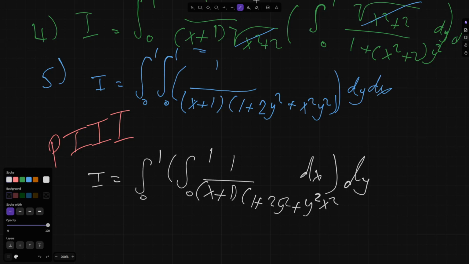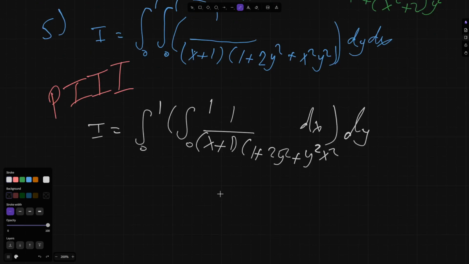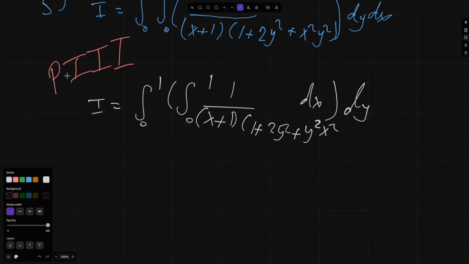Now let's focus on the inner integral. We are integrating with respect to x, treating y as a constant. The integrand is a rational function of x. This screams partial fraction decomposition. Partial fraction is where, let's say we have x over some denominator here.